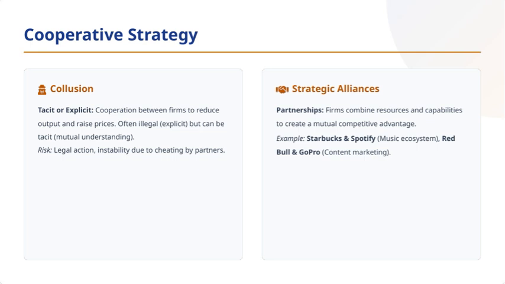Now, within these alliances, we sometimes see tacit or explicit cooperation. Explicit cooperation, like collusion, involves firms intentionally working together to reduce output and raise prices. While this can sometimes be illegal, what we call explicit collusion, many times firms cooperate tacitly, meaning they understand each other's actions without formal agreements. This mutual understanding can be just as impactful, but it often walks a fine legal line.